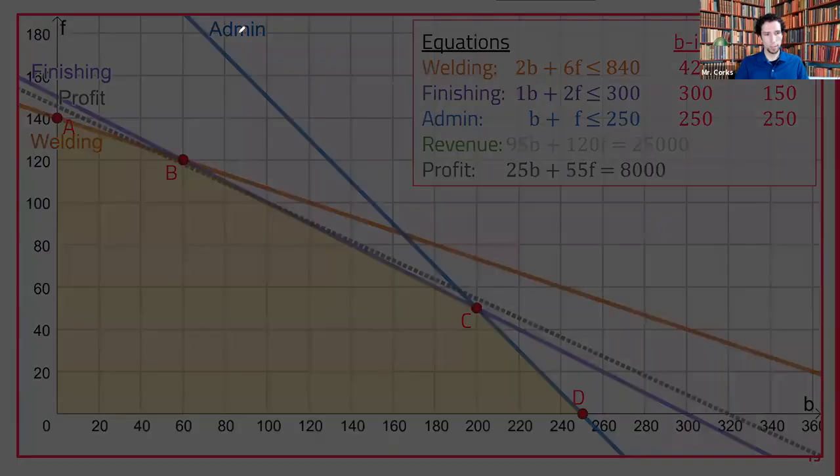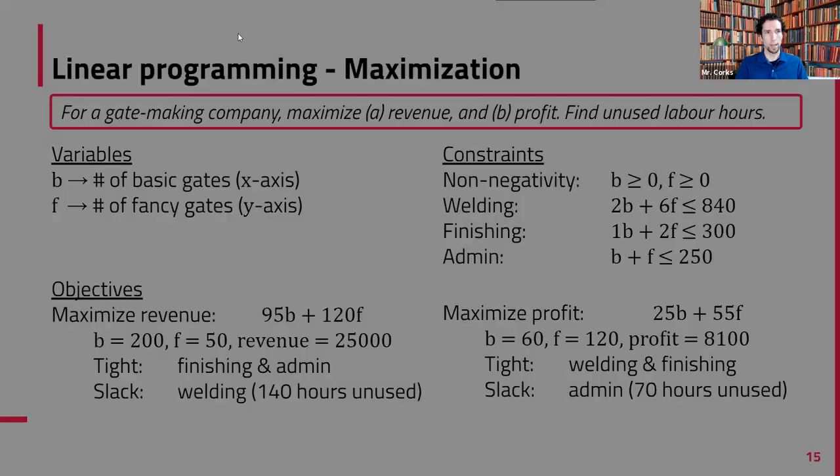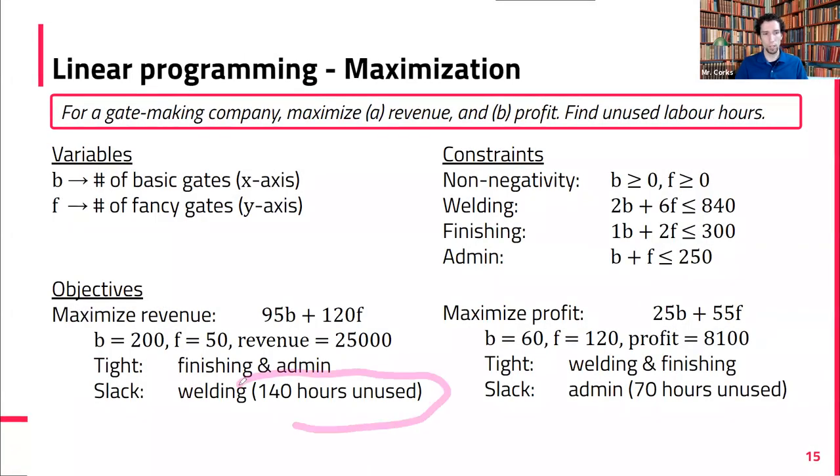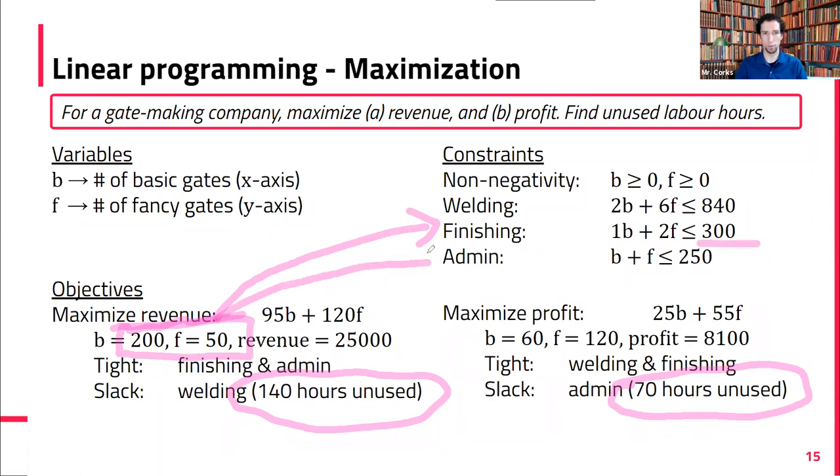And we did some calculations with this, and we saw that we had 140 unused welding hours, 70 unused admin hours for each of these solutions. So when we maximized revenue, if we take the corner, the way that we maximized revenue, which was 200 basic gates and 50 fancy gates, if we put that into the finishing constraints, it will turn out to be exactly 300. That's what our graph showed us. If we put this into admin, it will turn out to be exactly 250. Again, we saw that from the graph.